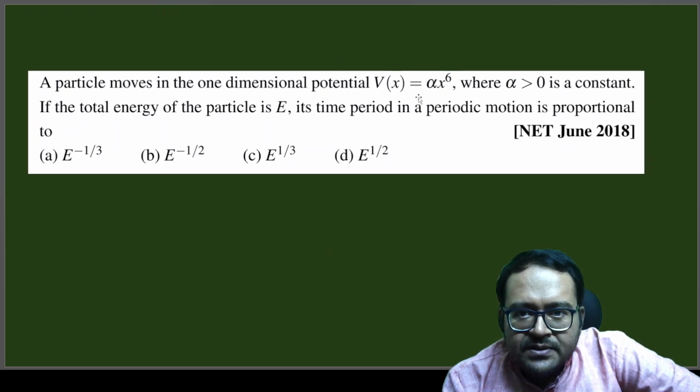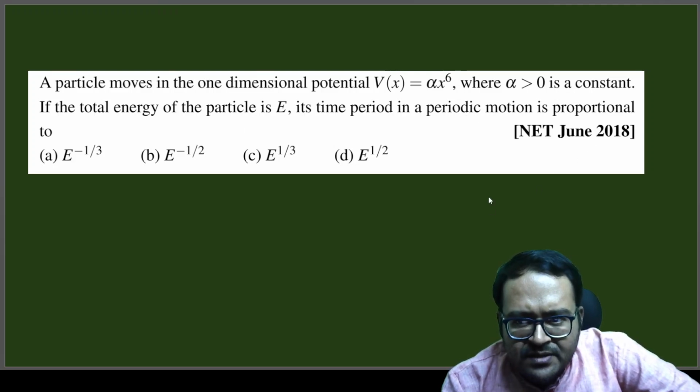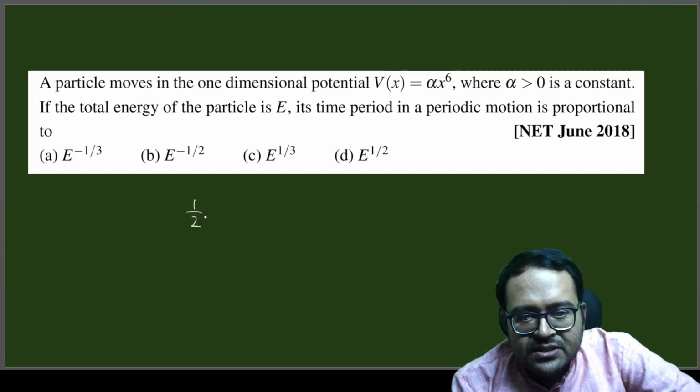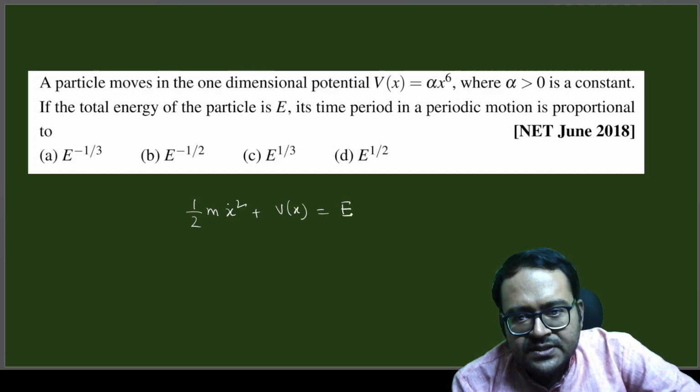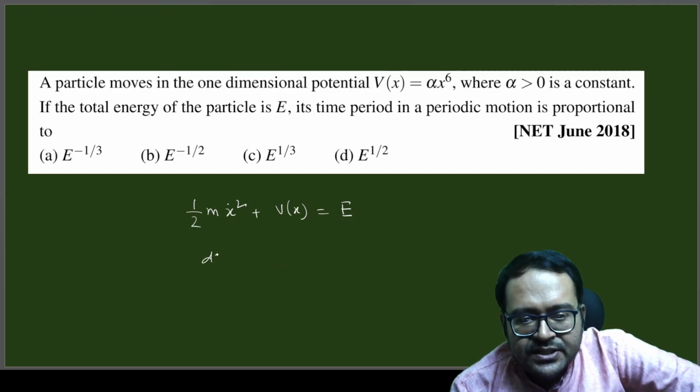One-dimensional problem, potential V(x) is alpha x to the power 6. If the total energy of the particle is E, the time period in a periodic motion is proportional to what? You just get a formula, but the essential thing is you need to do an integration. Half of m v square, or x dot square, plus V(x) is E. This is conservative, E is constant, total energy is constant. So from here you do an integration.